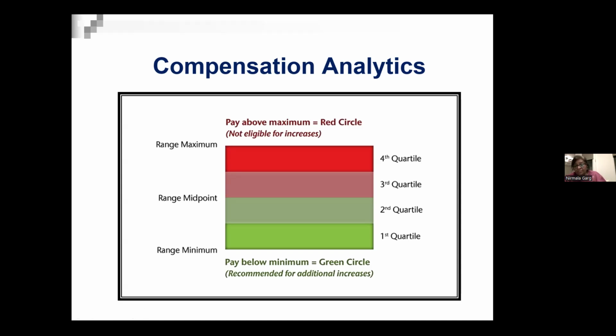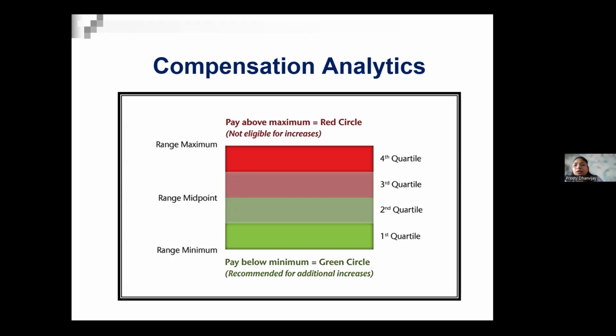So do not ever tamper with your salary ranges, unless it's very, very critical and you have to bring him in. So typically, as a rule, do not hire anybody beyond the midpoint.